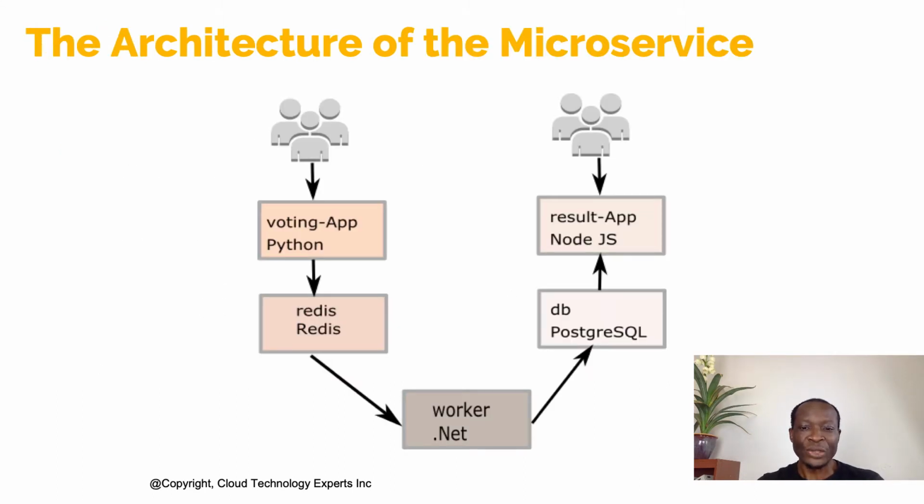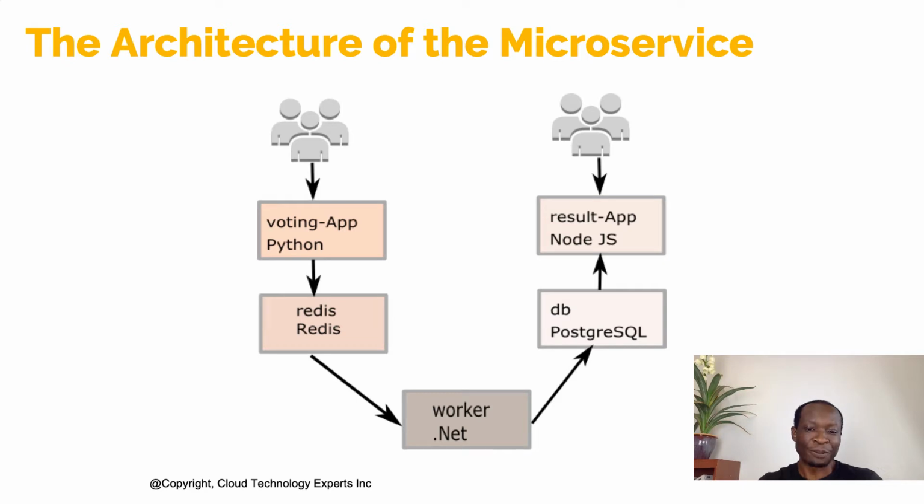The architecture of the microservice is as shown on the screen. This is called the voting app microservice that exposes two endpoints: the vote endpoint and the result endpoint. Users vote at the vote endpoint and then they can access the result at the result endpoint.